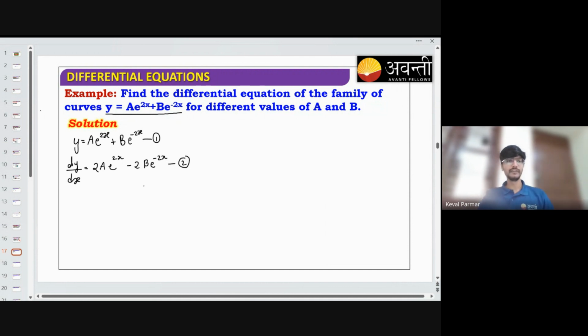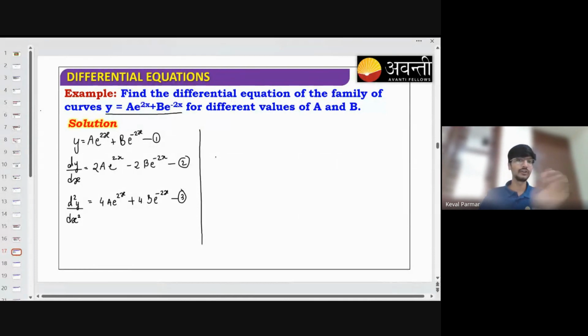One more time I have to differentiate. So if I differentiate again, d2y by dx square, again I'll get a e raised to 2x. This 2 was there earlier, another 2 will come, that will be 4. b e raised to minus 2x, minus 2 was there earlier, another minus 2 will come, plus 4. This is equation number 3. Now what I have to do is solve these 3 equations and eliminate the arbitrary constants a and b.